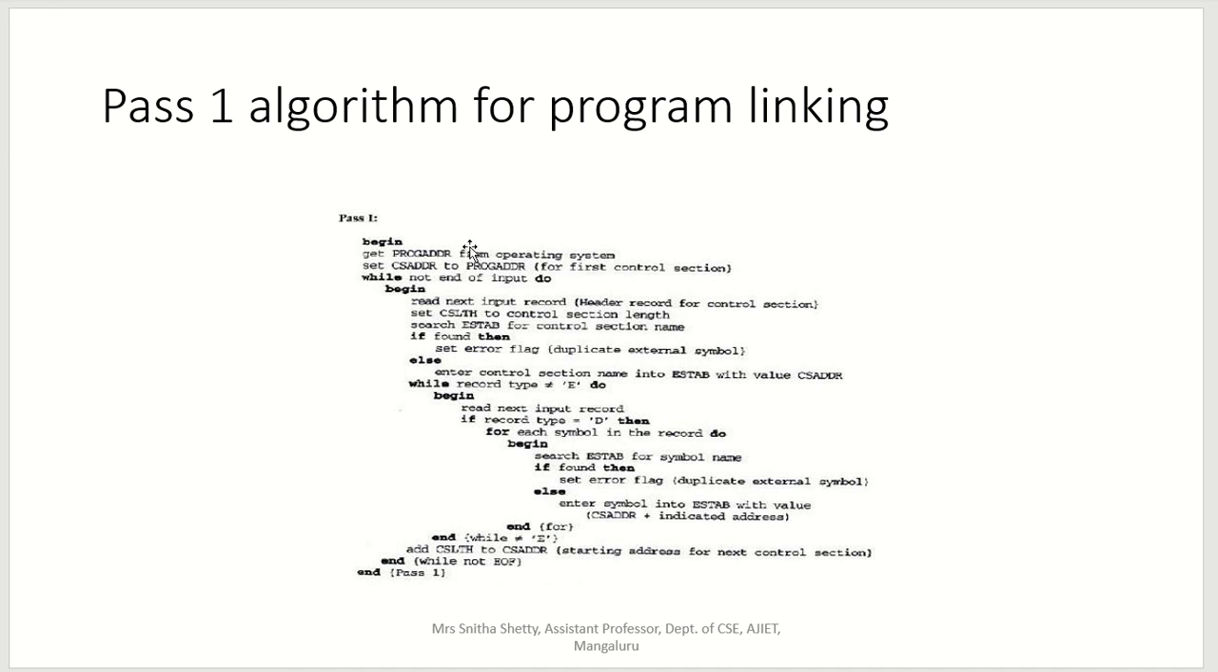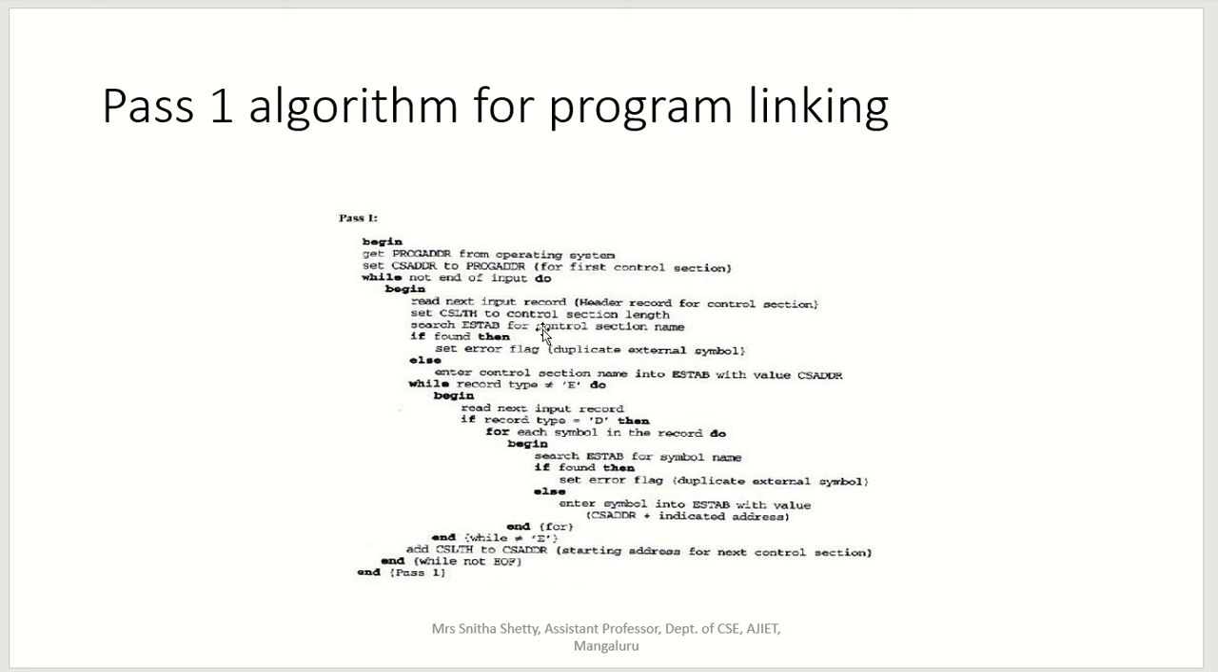So that means make sure that the address is free and available. In case that address is not available, it will change the address, so that the address will be available in the program address. Okay, and set the control section address to that program address. While it is not the end of input, read the next input record, keep on reading each record. Okay, first the header record, next the text record.